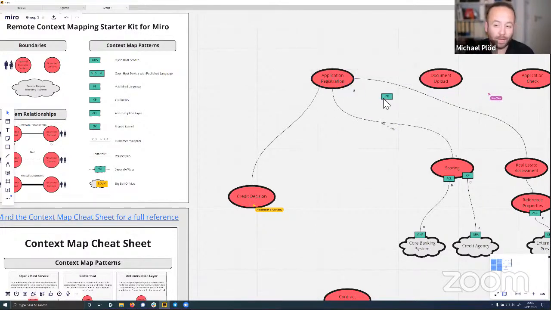Because the application registration team is a marketing, sales-driven team, basically. They get paid by the amount of applications they get in. When they come up with, hey, we have a cool new form, 5 information fields, and you're in for a mortgage loan, the scoring team should have a say in there and say, no, that's not going to work for us. So this is why I would add a customer-supplier relationship to that, to give scoring some influence over the priorities of the upstream team.